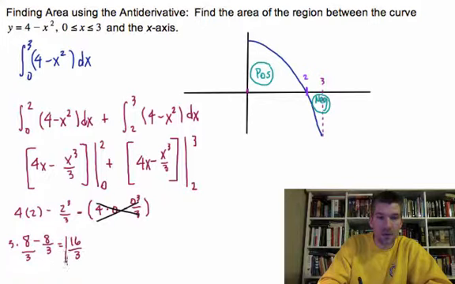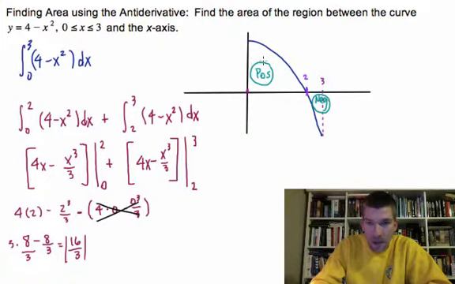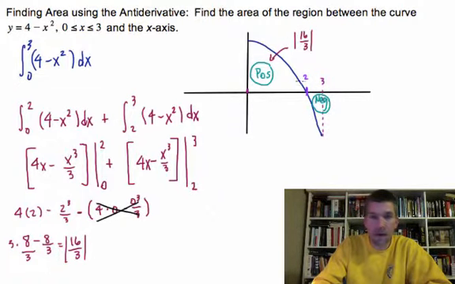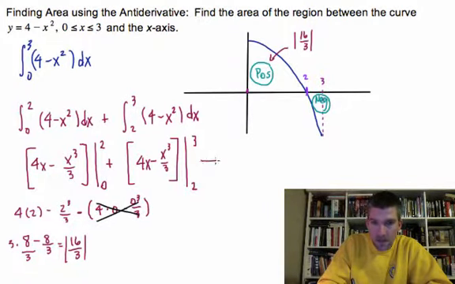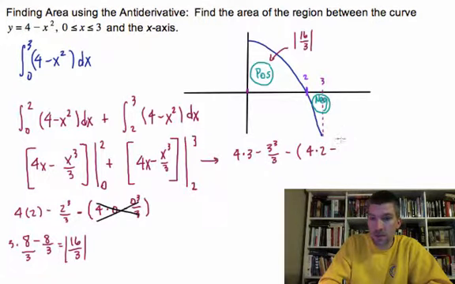I want the absolute value of that. This area right here is absolute value 16 thirds. I want that. Okay, then let's evaluate this second part right here. That's going to be 4 times 3 minus 3 cubed over 3, minus where I started, which was at 2, 4 times 2 minus 2 cubed over 3.